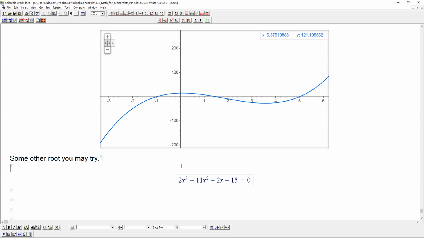So after we found x equals 5 as a root, we may want to divide the polynomial by x minus 5. I guess there are many ways to do it, but here's a way I figured out that worked for me. So you may try it yourself.